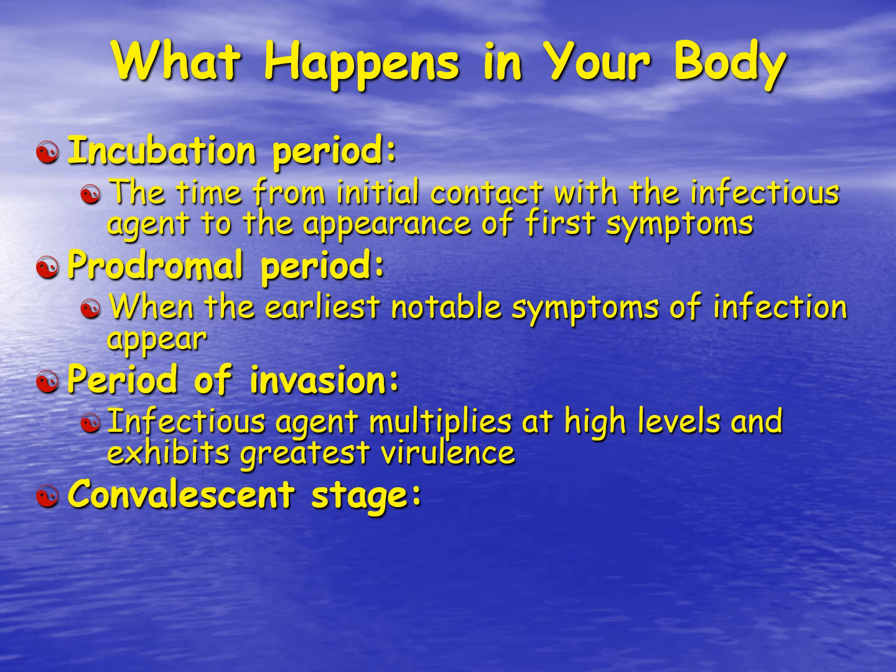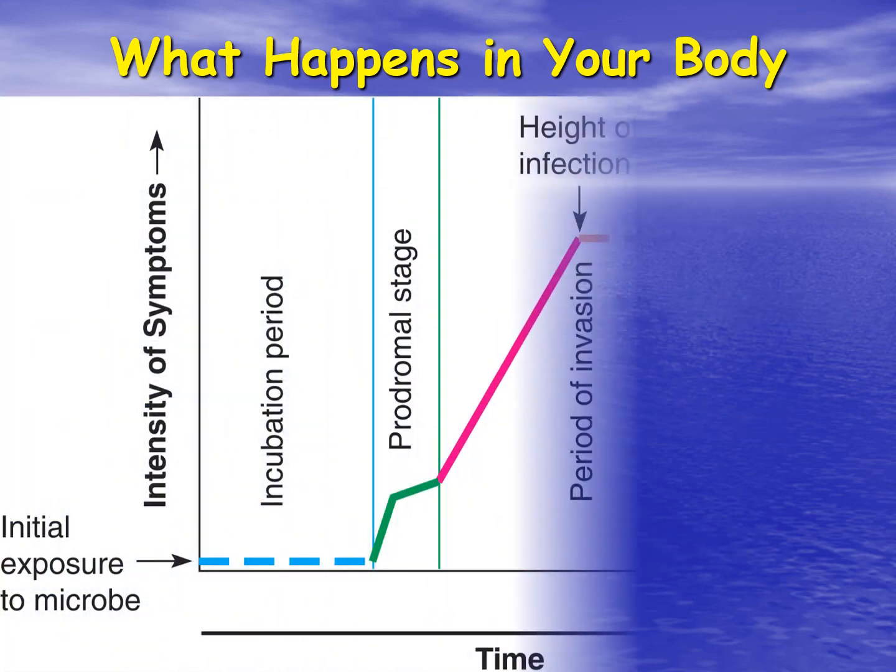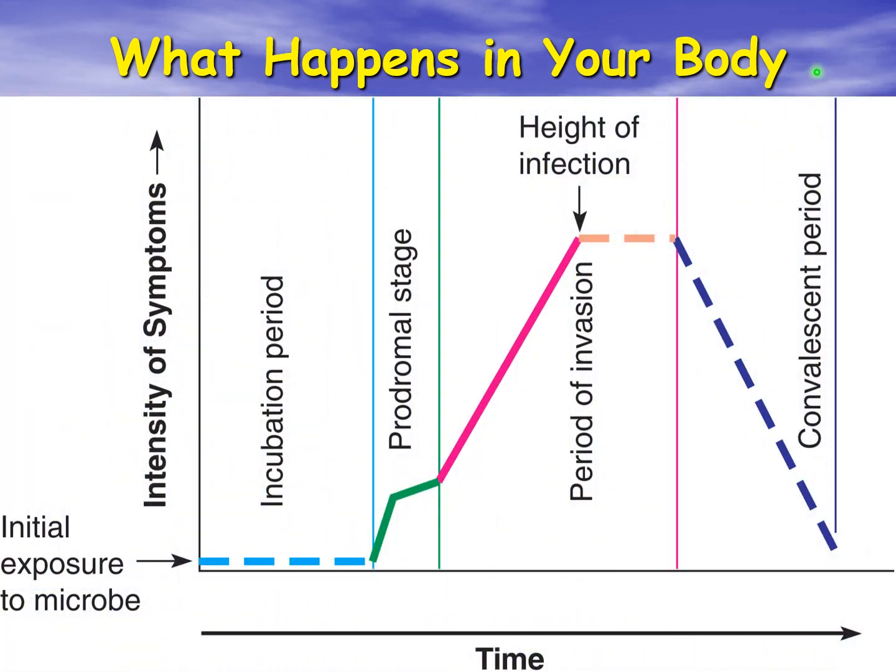Hopefully, either through treatment and or your immune system, we will overcome the organism. And at that point, the organisms begin to die and we enter the convalescent stage. And this is when the patient responds to the infection and the signs and symptoms begin to decline. Convalescent stage may actually take a long period of time depending upon the disease process. So we can put it in a graph.